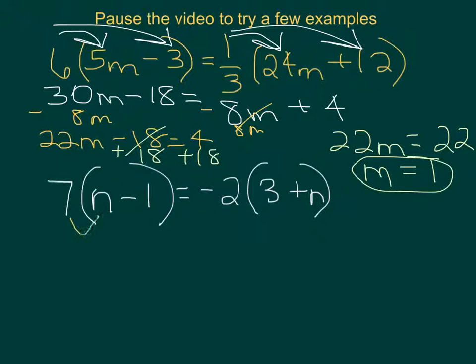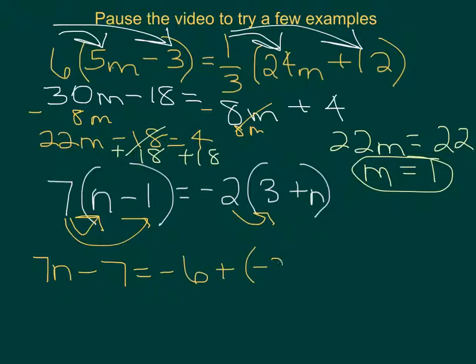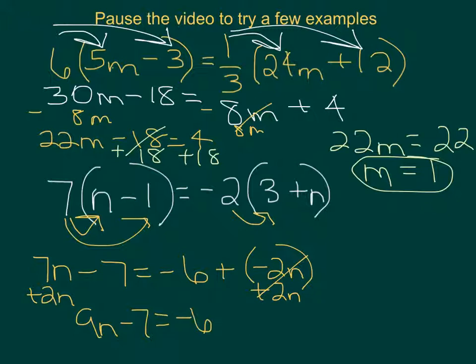Then for the next example, you distribute the 7 in. So we have 7n minus 7 equals negative 6 plus a negative 2n. Again, you want to try to get your variables together. So we can add a 2n over here. So we have 9n minus 7 equals negative 6. If we add a 7 to both sides, we have 9n equals 1. So then n would equal 1/9.